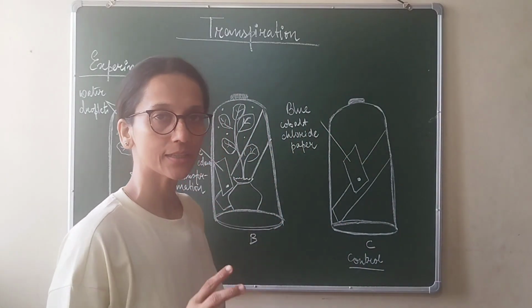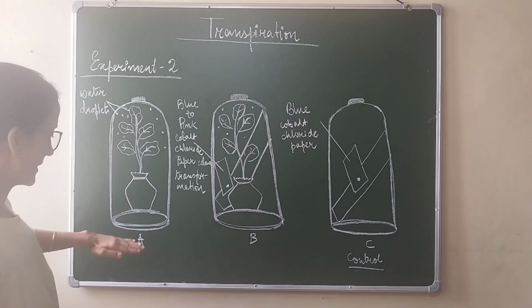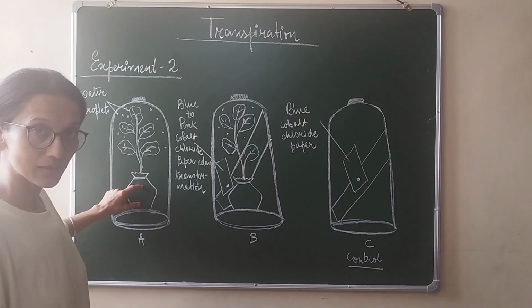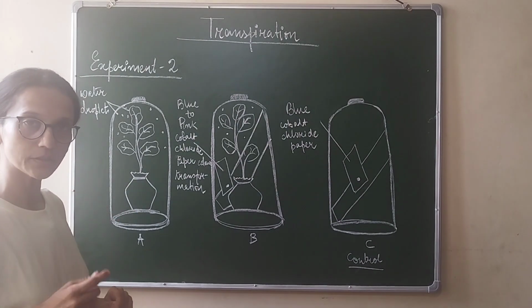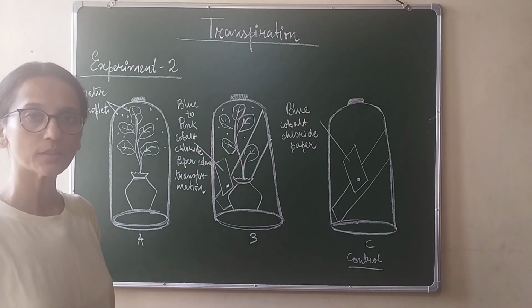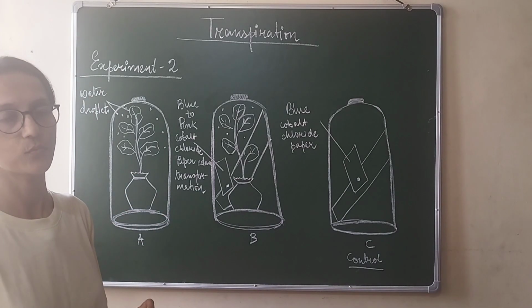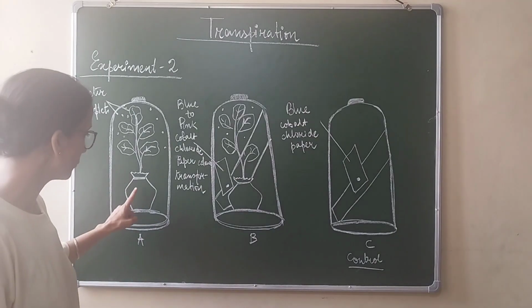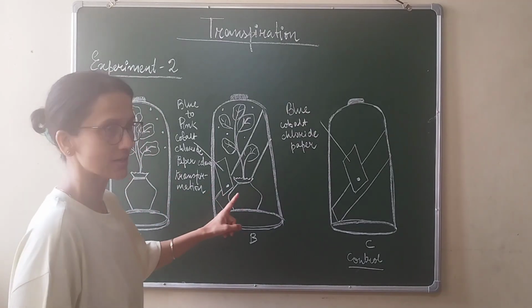Now let's jump to experiment number 2. In experiment 2, we have taken 3 setups. In the first setup, which we have named A, we are taking a potted plant, but make sure that you cover the pot along with the soil within a bag. Why are we doing this? We are making sure there is no loss of water from the surface of the soil by the process of evaporation. And we are going to do this for both setup A as well as setup B.